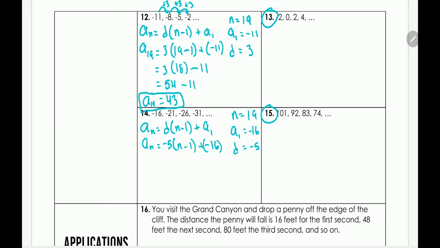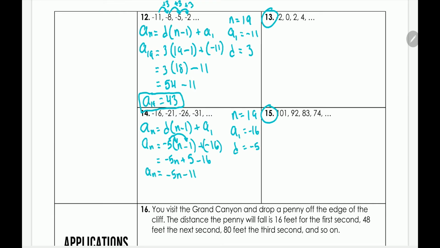And let's just distribute and simplify this a little bit. So we can distribute negative 5. So we have negative 5n. Negative 5 times negative 1 is going to be a positive 5, minus 16. If we combine like terms, we get negative 5n minus 11.